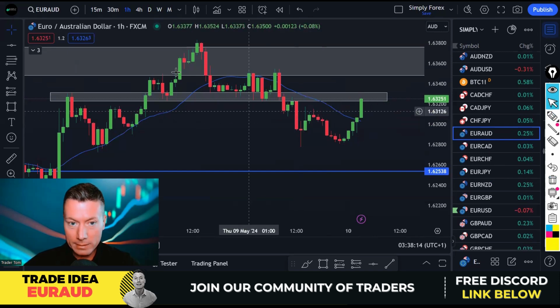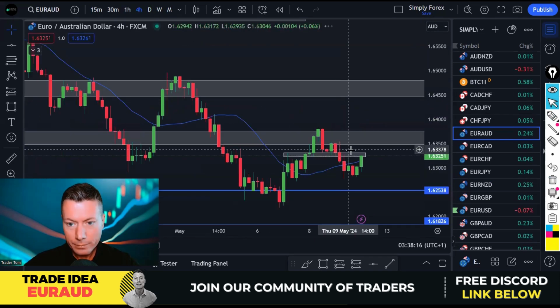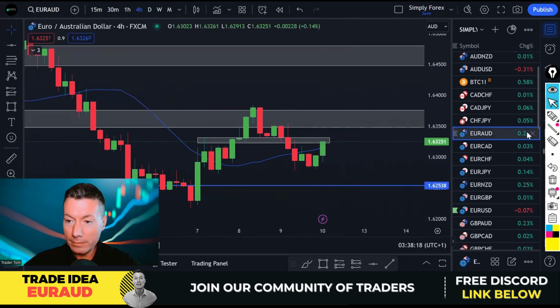Okay, so let's go back to the H4. It would in fact be a H4 trade. And again, if we just follow structure, this is where we're at. Okay, so at this level, if we get a nice big bearish candle, something like this closes back below the moving average 20. Yeah, again, I am going to start selling Euro Aussie dollar. Okay, guys, so they're my trade ideas for today.